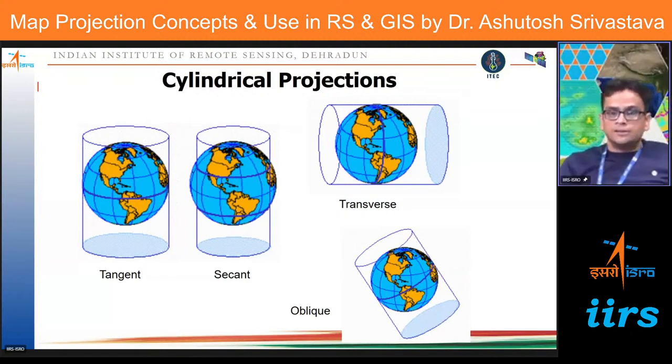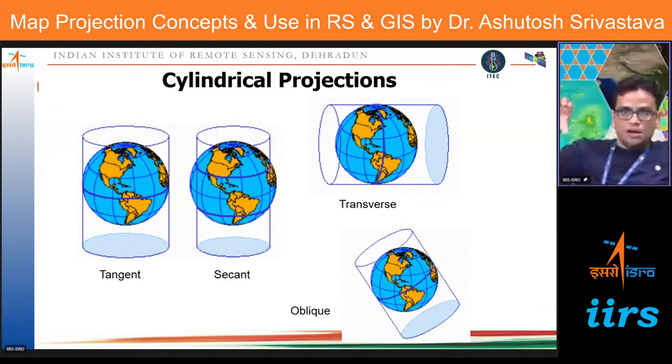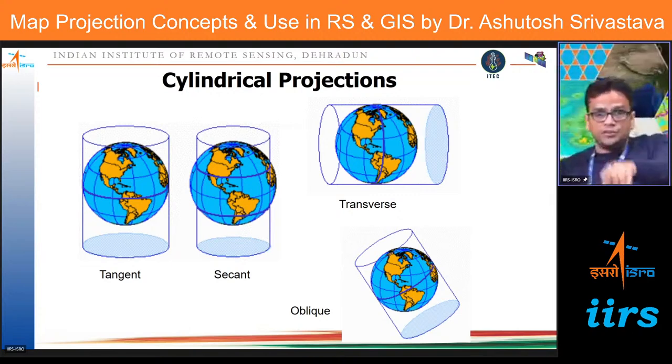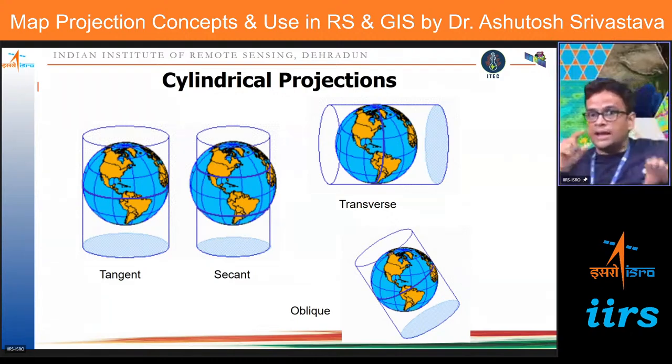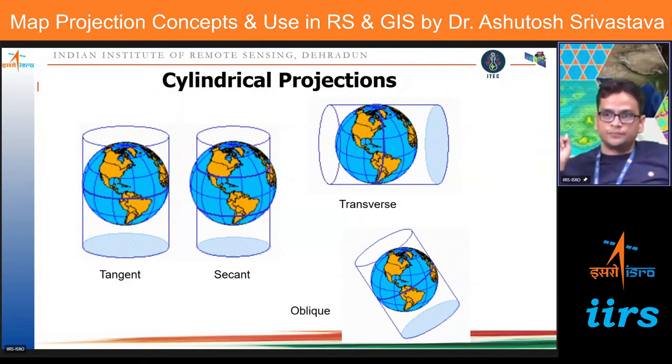Then this was the normal case. Though it was a tangent and a secant, the cylinder was in a vertical position, the normal case. Now you take the cylinder and put it into the transverse case, horizontal. The figure you can see is the transverse. Then you insert that globe inside that cylinder. Again, if the radius is the same, it is a transverse case and tangent. Though it is transverse, it is also a tangent.